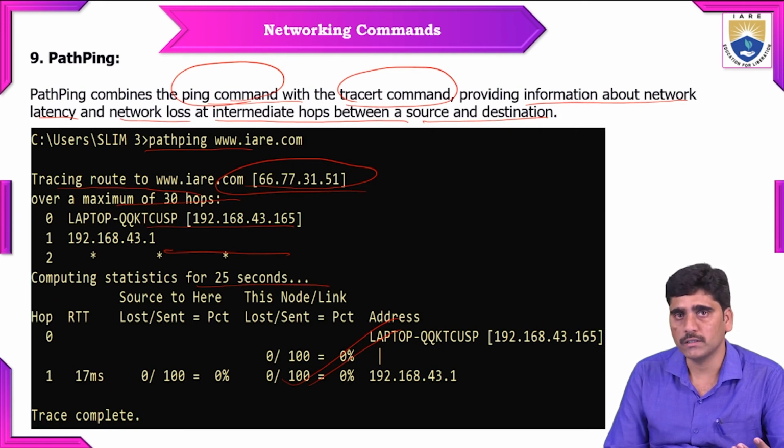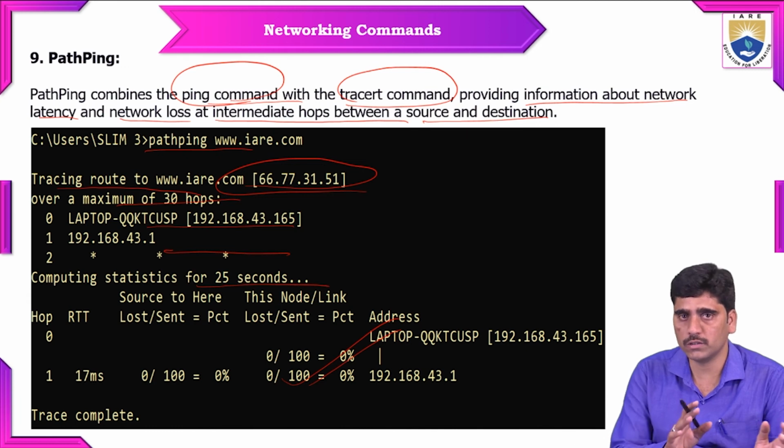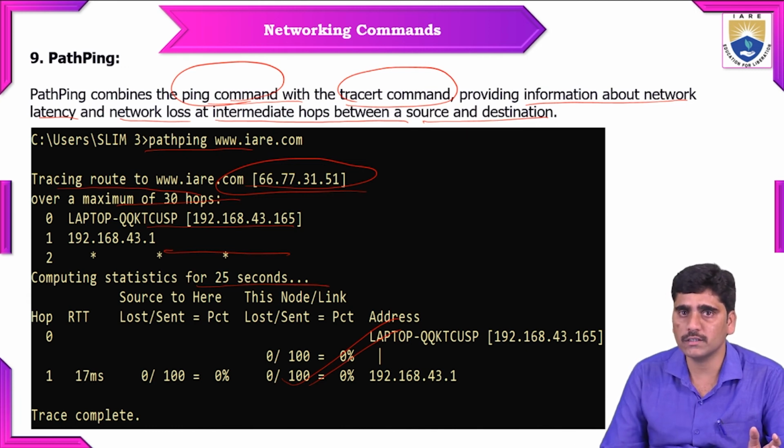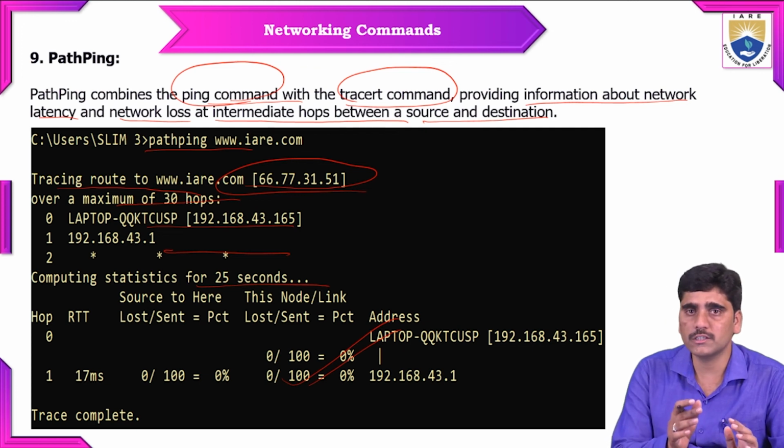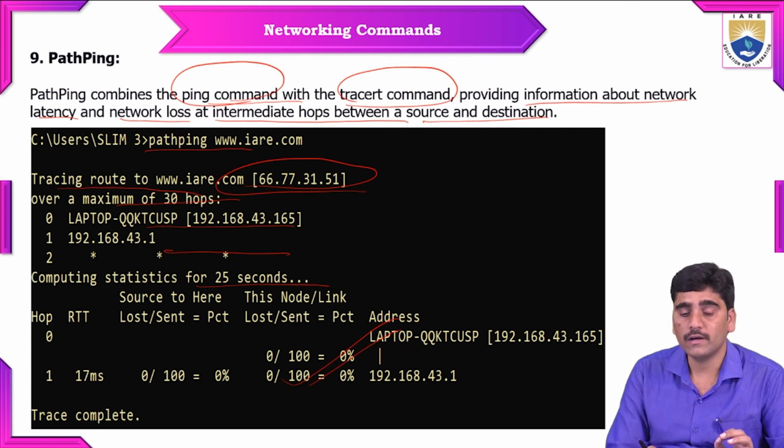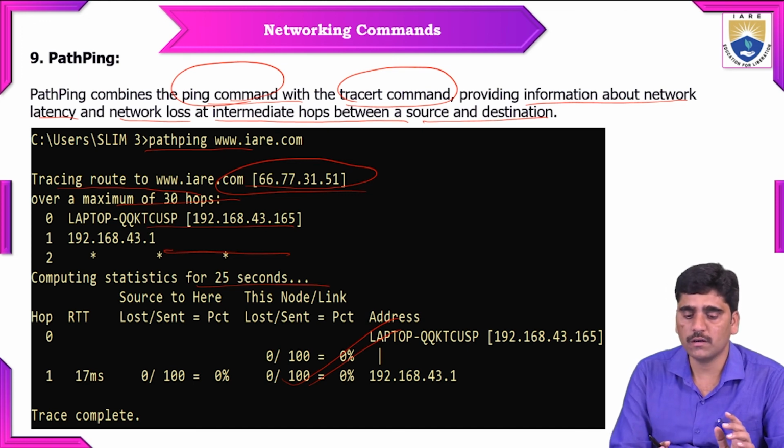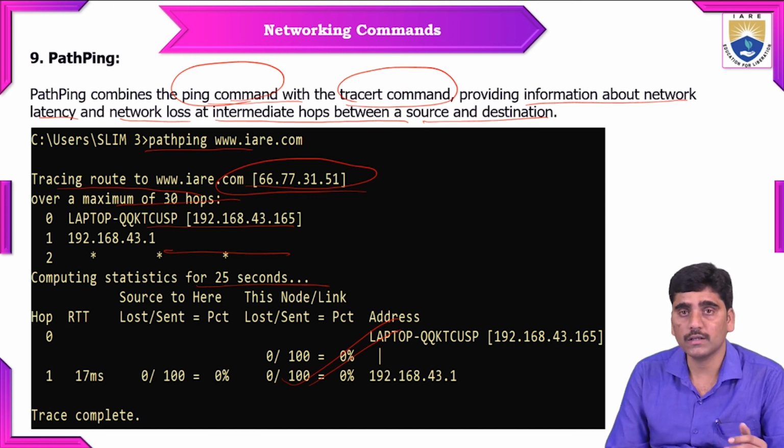And the pathping. The pathping command is used to combine both the ping command and the tracert command. It displays information about both, what ping displays and what tracert displays. And it displays the network loss and the network latency of the transmission between all the hops from the source to the destination. So there are different ways we can understand this pathping command.